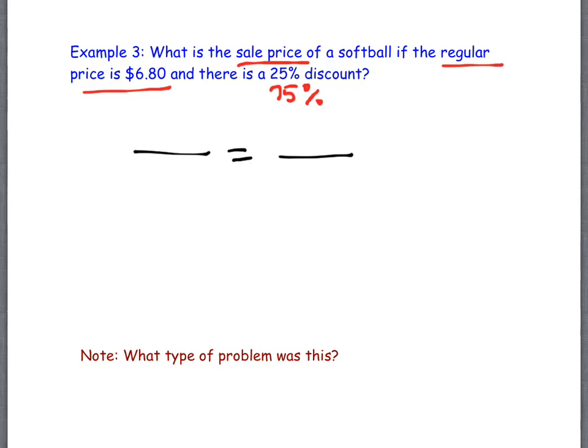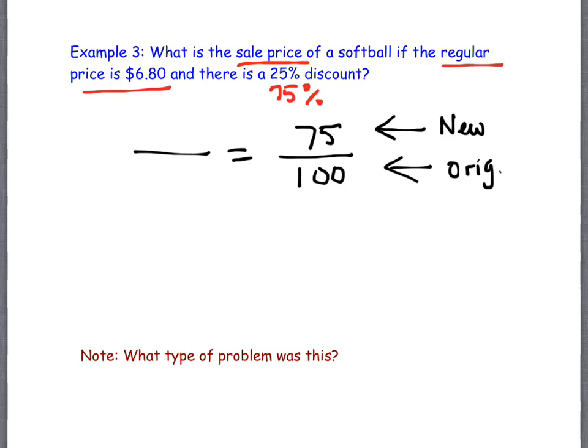I think the easiest thing to do is to recognize what you're actually going to be paying, because this question wants to know the sale price, not the savings. The savings would be the 25%, but the sale price is the 75%. So one side of my equation is 75 over 100. This is my new price, and this is my original price. So where does the 680 go? On bottom, it is the original, you're right. So the 680 goes down here, and what I don't know is the sale price, the new price, and that goes on top. So I can solve this in a proportion form because everything has its place.